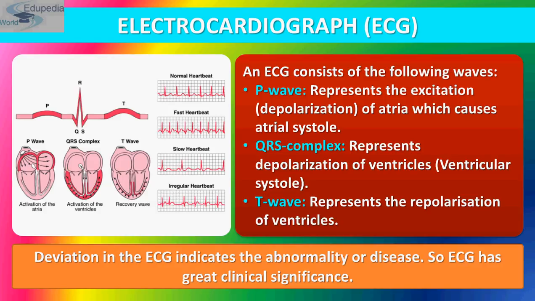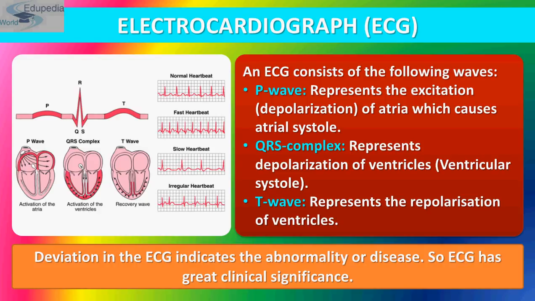P wave represents the excitation or depolarization of auricle which causes auricle systole. What is auricle systole? Systole means when auricle contracts. P wave is a small upward wave that represents impulse generated by SA node. SA means sinoatrial node, which is also known as pacemaker. It causes auricle depolarization and thus results in auricle contraction.